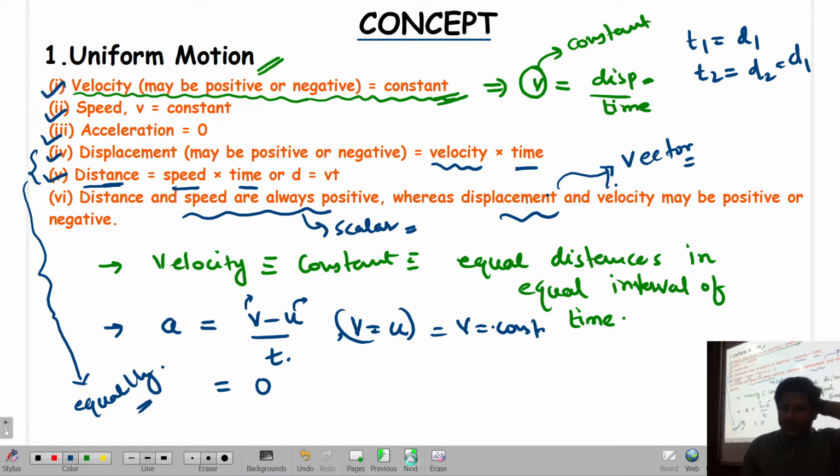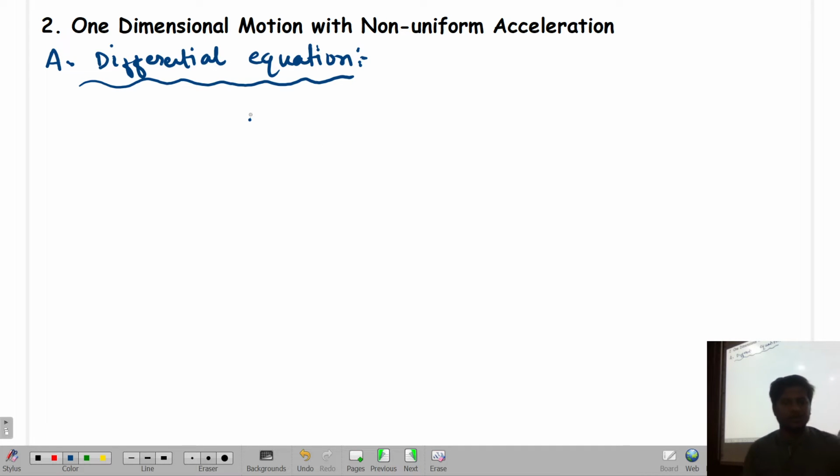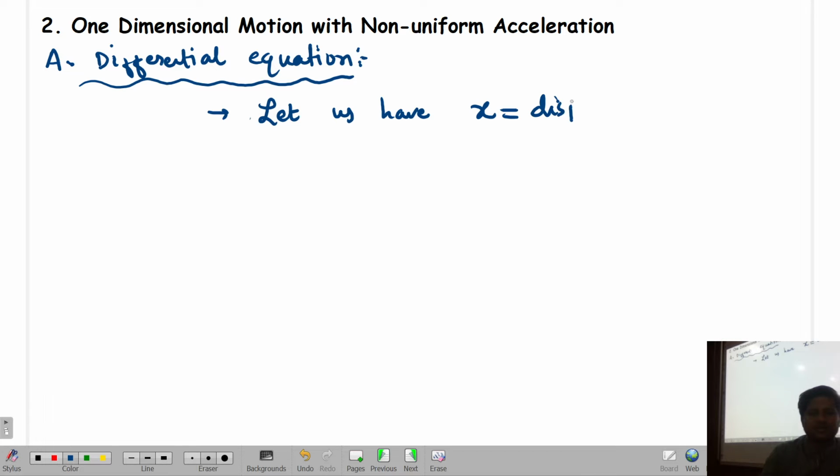Okay, moving to the next point. Utilizing this, we are going to have the equations of one-dimensional motion with non-uniform acceleration. Give the first heading here: differential equation. Let us suppose you are aware of equations of x, where x denotes distance or displacement. Consider it to be displacement.